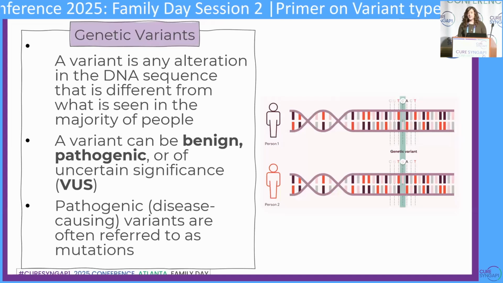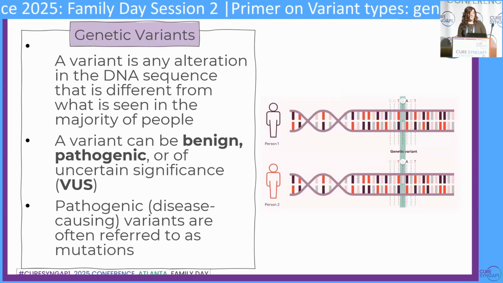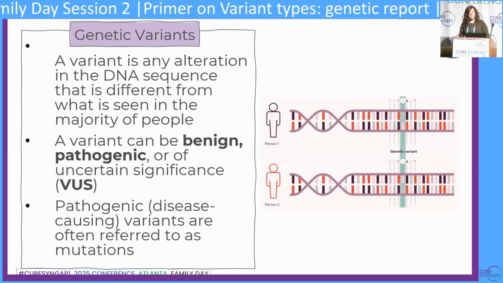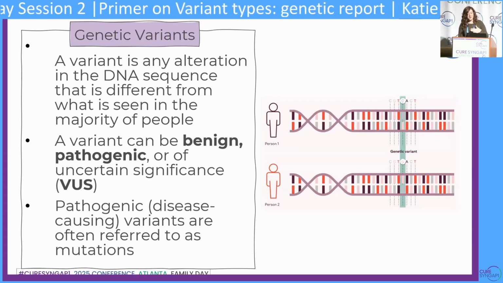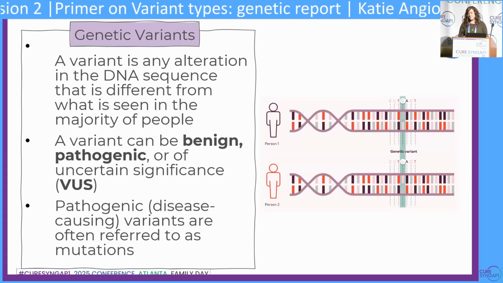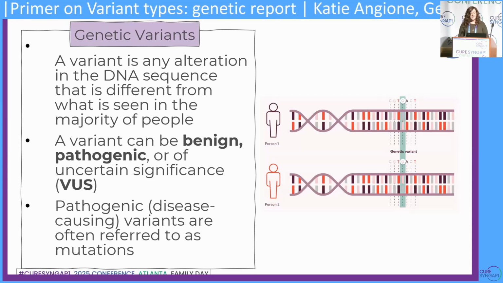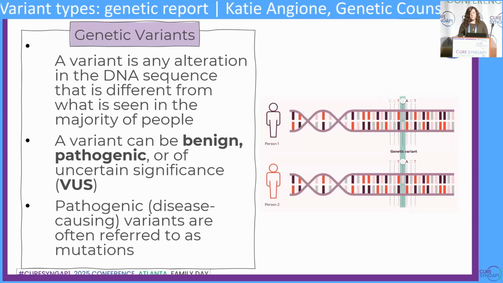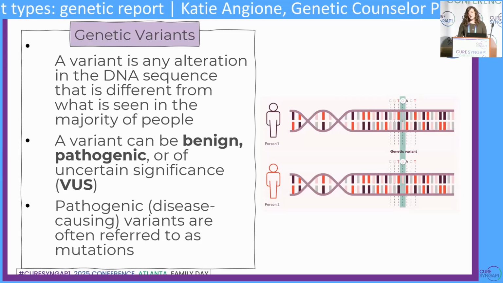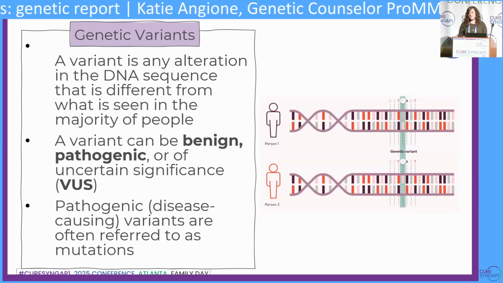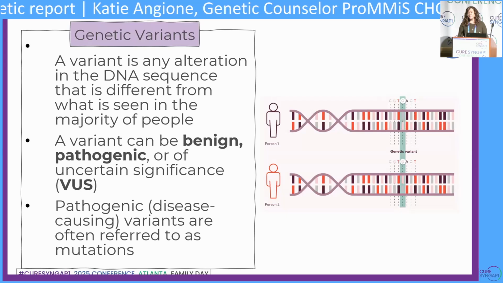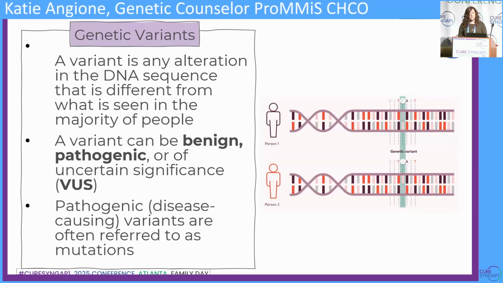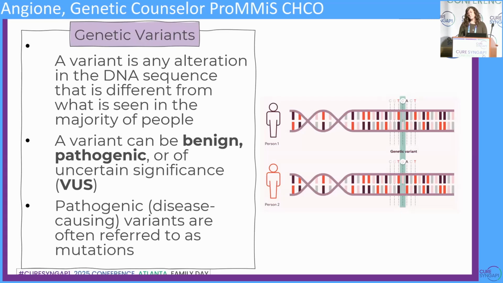So a genetic variant is any alteration in the DNA sequence that's different from what we see in the majority of people. So the variants are not automatically bad. They don't all cause problems. We all have tons of genetic variants. Many of those are benign or even advantageous in some cases. But when we're talking about genetic disease, we're typically talking about pathogenic variants. So variants that cause a disease, that cause that protein product to not work correctly. So we often refer to those types of variants as mutations.